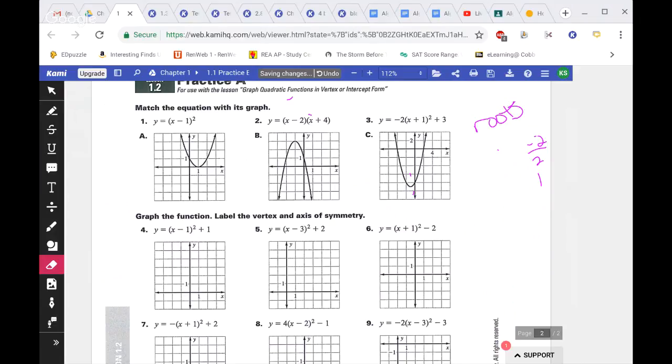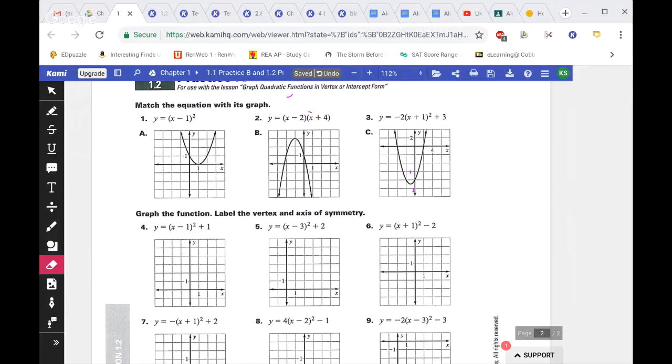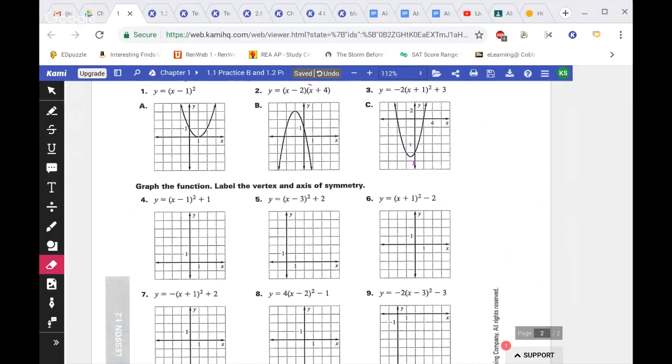I'm kind of confused on how you find the vertex and axis of symmetry for number 4 and those numbers. Okay, that's just like the parent graph that we started the school year with. So the vertex is already there. Remember in the parent graphs, you're going left or right one, and in this case you'd be going right one. So right one, and then this tells me to go up one.